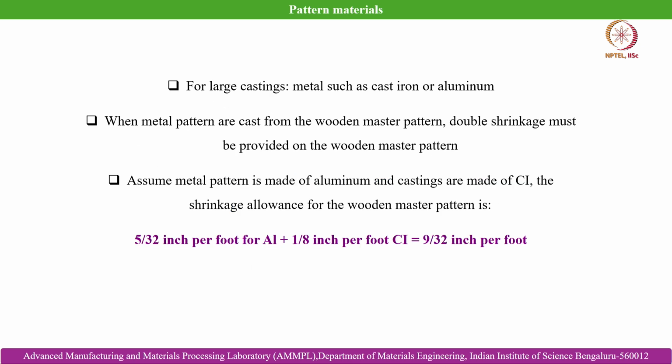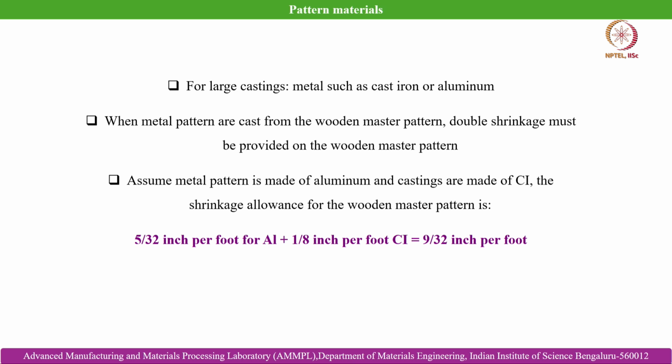For large castings, metals such as cast iron or aluminum are used, and metal patterns are cast from the wooden master pattern. Metal patterns are used when the casting is large in size and mass production is involved, because in that case the repeated use of the wooden pattern can cause wear and tear to the pattern, and it can also decrease the sustainability of the process.